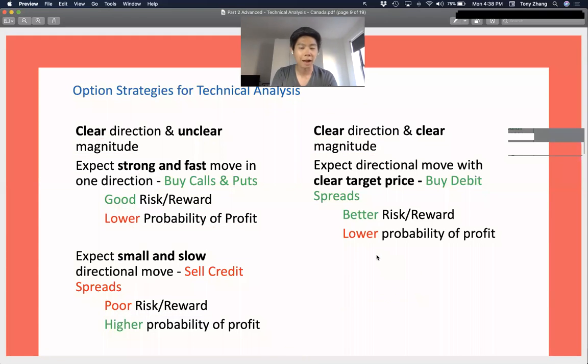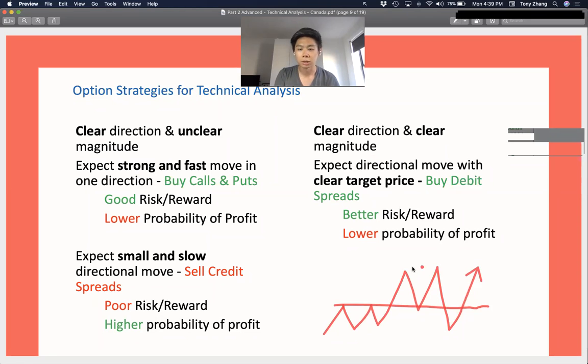Now, on the other half of the equation, there are certain times where you might have a stock that breaks out from a range, and you know for a fact as far as where that stock might go. So maybe you might say, okay, this stock is starting to break out and I think it's going to reach this prior high. So you have a directional view and you have a pretty good sense for how far that stock is going to move. So in this particular case, when you expect a directional move with a clear target price, the best strategy to actually use is buying a debit spread.